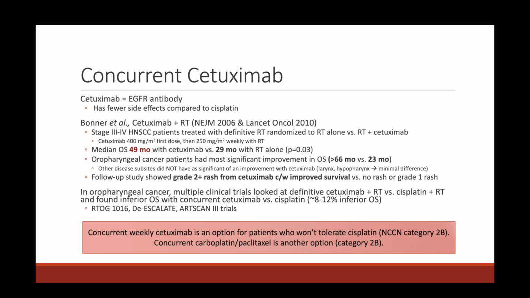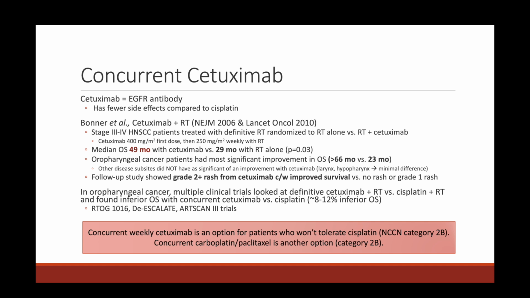So there's an old trial by first author Bonner et al., and it looked at treating patients with locally advanced head and neck cancer with definitive radiation alone versus radiation plus cetuximab. The cetuximab was given as 400 milligram per meter squared for the first dose and then 250 milligram per meter squared weekly thereafter with radiation. And what they found is that adding cetuximab significantly improved overall survival compared to giving radiation alone. So the median overall survival went from 29 months with radiation alone up to 49 months with the addition of cetuximab.